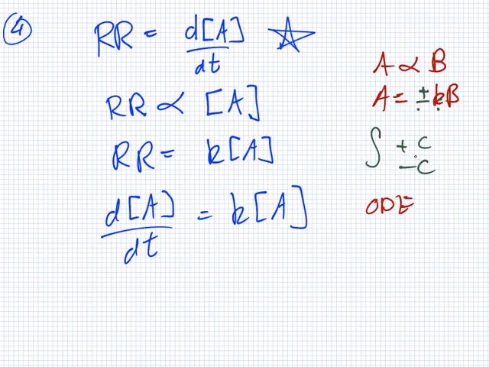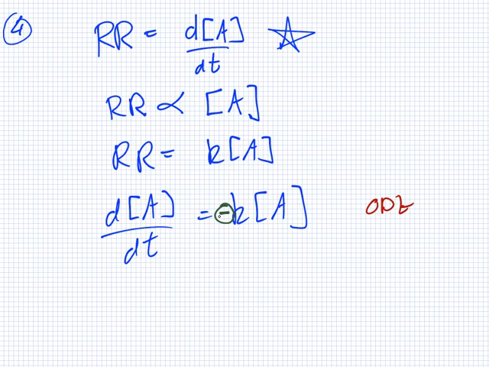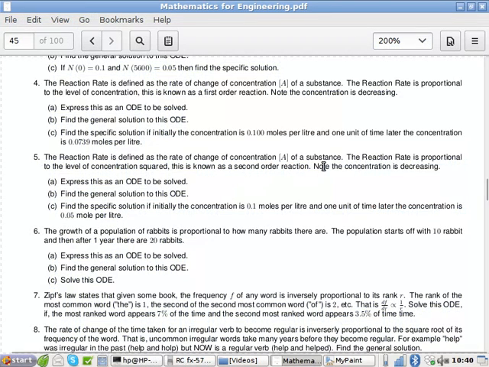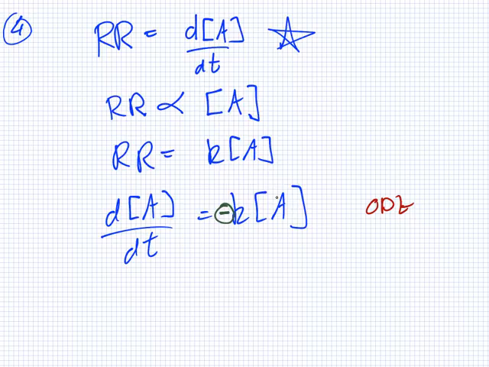Okay. So sometimes we like to put in a minus sign here just to emphasize that the A is decreasing. But you do not have to do this, okay? You don't have to do this. I'm just doing it here because in the question I said, note that concentration is decreasing. It's almost like you're making the person who's reading it aware that the graph should be going down.